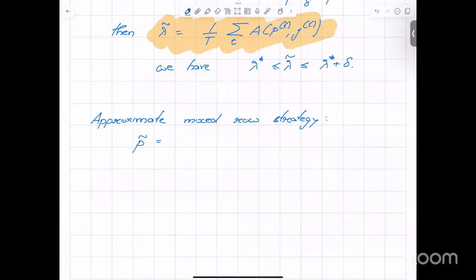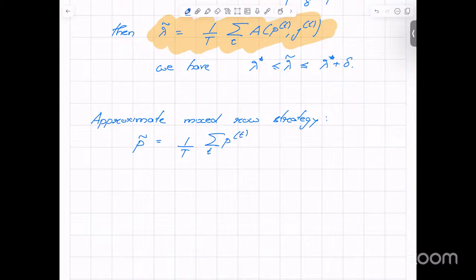Just define P tilde to be 1 over T summation PT, just the average distribution across. Now let's understand what CP tilde is. I want to show that CP tilde is not too far away from lambda star.